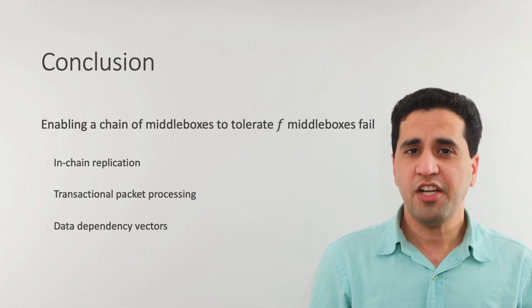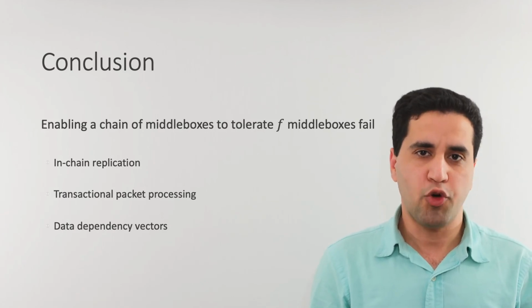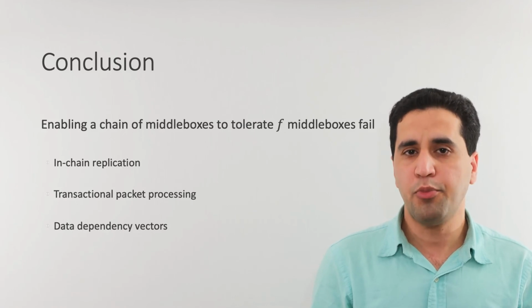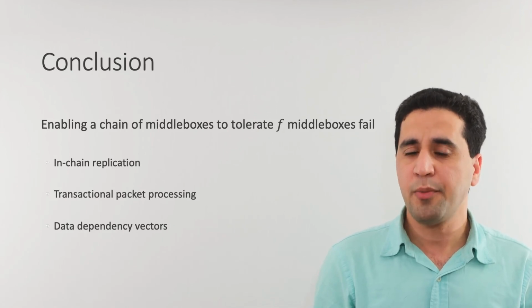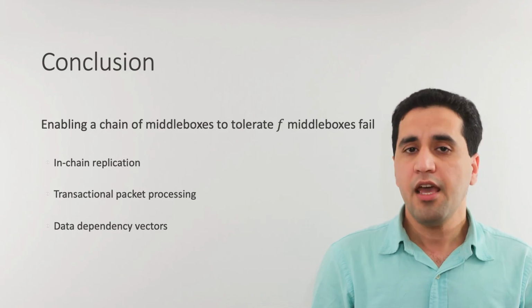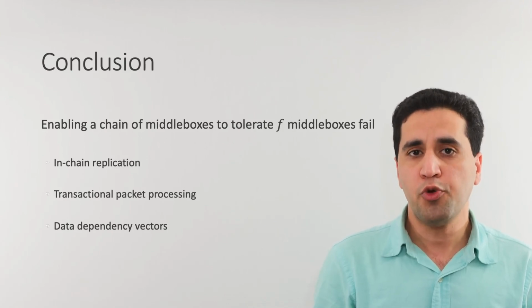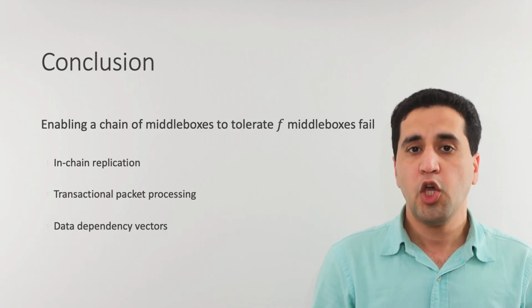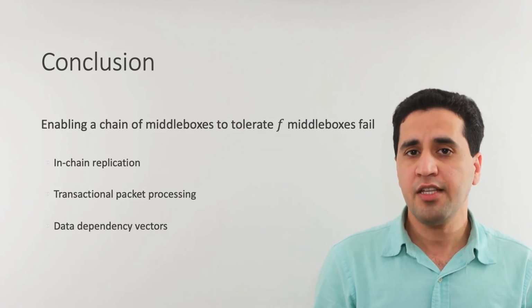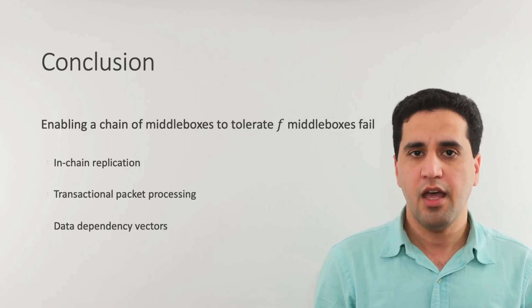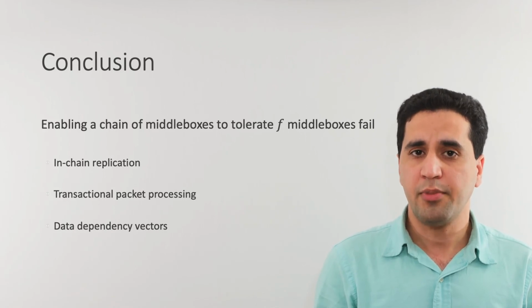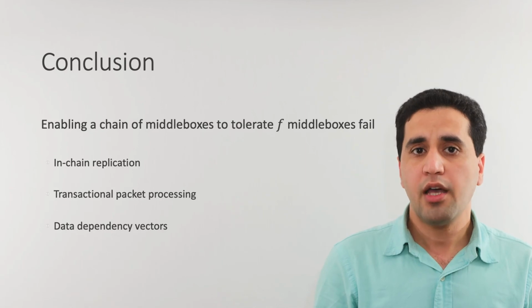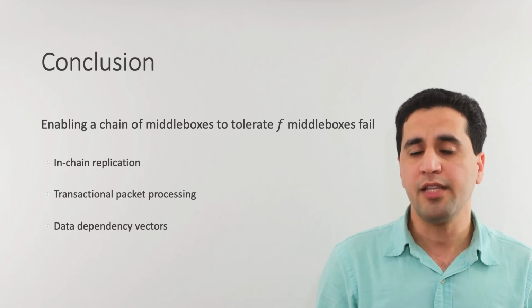Providing fault tolerance for a chain of middleboxes is becoming increasingly important. FTC substantially improves the efficiency of existing solutions by treating the entire chain as a fault-tolerant unit instead of making individual middleboxes fault-tolerant. FTC introduces two optimizations to improve the operation of a fault-tolerant chain. Using transactional packet processing, FTC provides concurrent packet processing, and using data dependency vectors, FTC provides concurrent state replication. Please see how these mechanisms work in our paper, and for more benchmarks including FTC's improvement on packet latency.